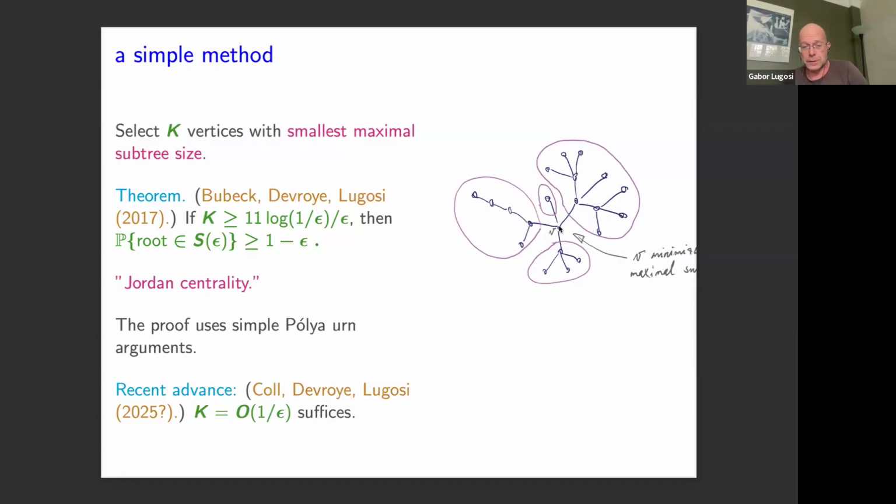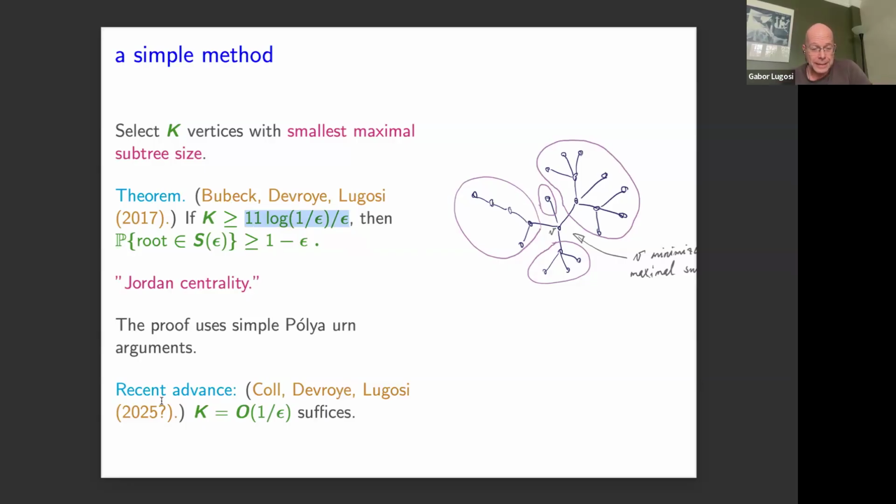But in general, we can just order vertices according to this. And what we proved in this paper is that it suffices to take k, the size of the confidence set, to be about log(1/epsilon) divided by epsilon, and that will work. So this shows that the size of the confidence set is constant. It only depends on epsilon. It doesn't depend on the size of the tree.